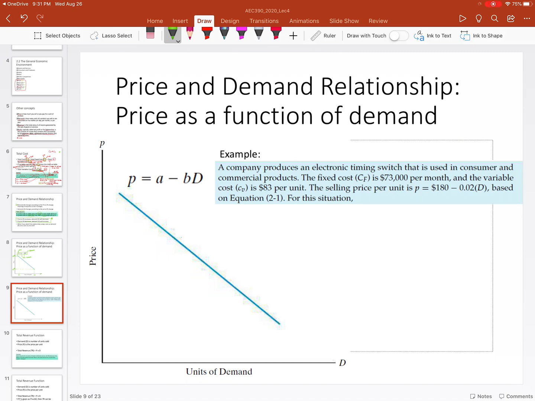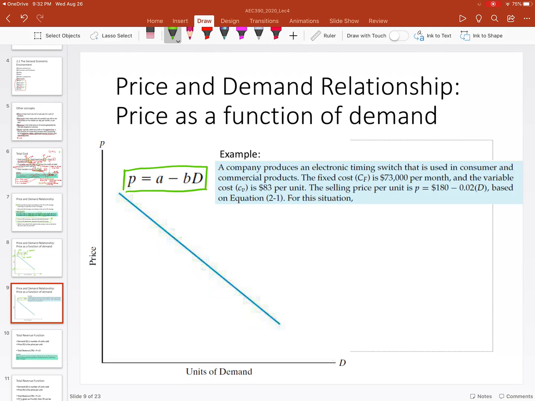Keep this in mind. The relationship between price and demand is always a line going down, and a general formula for this relationship is written as P equals A minus BD. Depending on the type of product, the A and the B could be different. P is the dependent variable, and D is the independent variable.